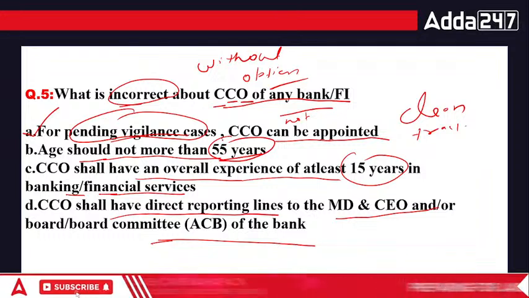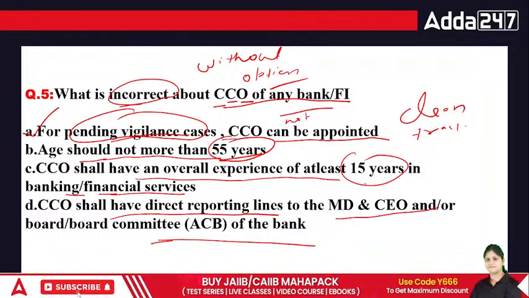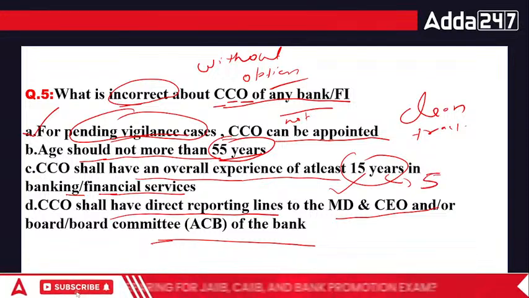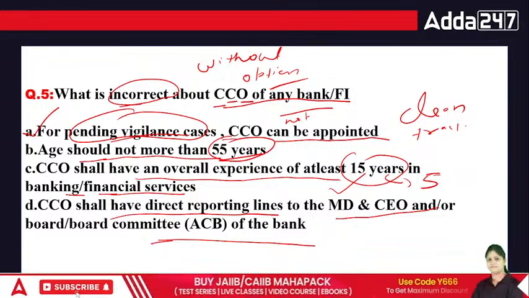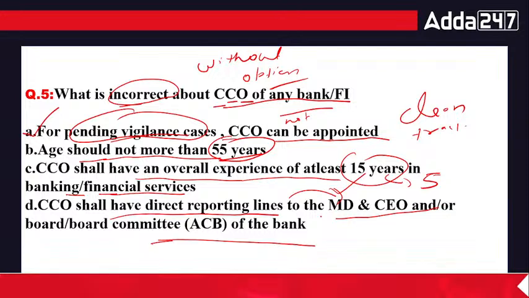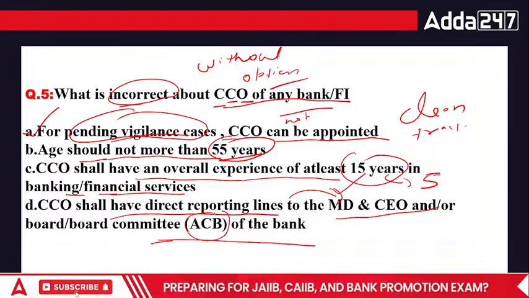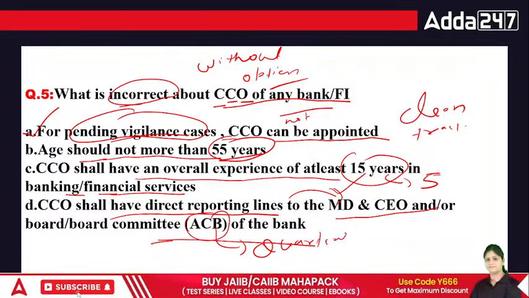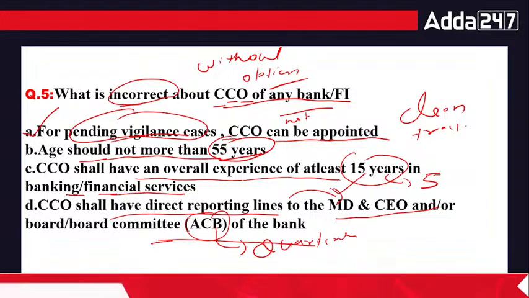Age should not be more than 55 years. Overall experience is 15 years, out of which 5 years should be in maybe legal, audit, or credit, all these functions. CCO should have the direct reporting line to MD and CEO, right, or audit committee of board. They have to meet on a quarterly basis with audit committee of board. So this is the right answer, of course.